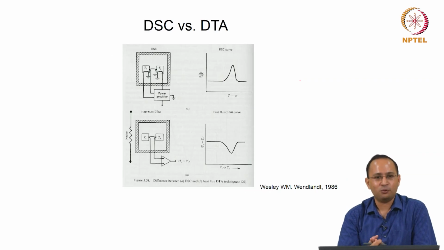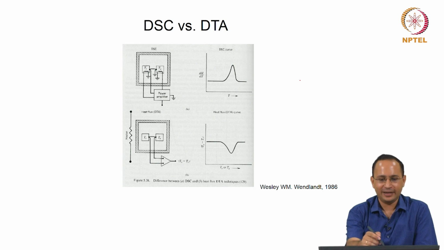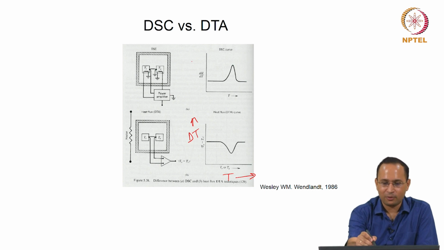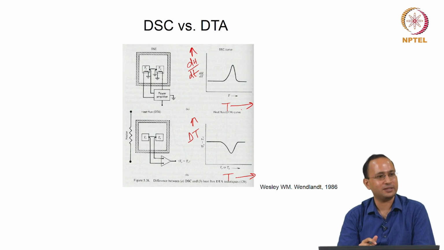Now, you must be wondering what is the difference between DSC and DTA. As I explained, in DTA you have a temperature difference delta T plotted against temperature. Delta T is Ts minus Tr, sample temperature minus reference temperature. Here we have a power, dH over dt. So, here we are directly measuring the power. That is the difference between DSC and DTA.